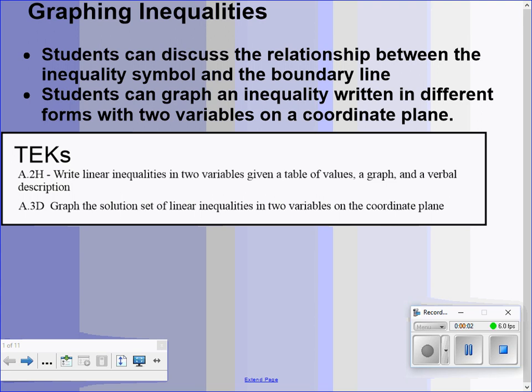In this lesson, we're going to talk about graphing inequalities. By the end, you should be able to discuss the relationship between the inequality and the boundary line and graph inequalities on a coordinate plane.